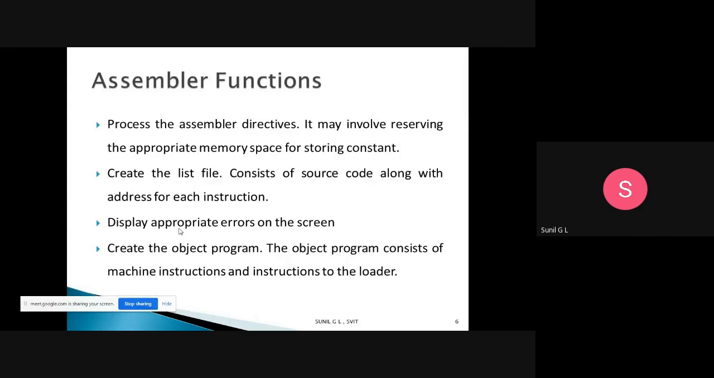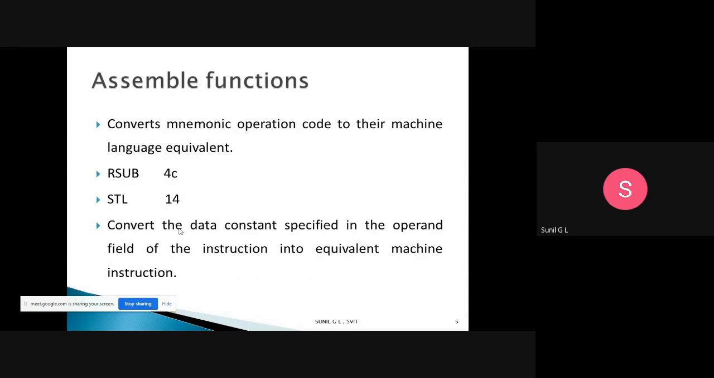Okay, so these are the functions of the assembler. In exams they will ask what the functions of the assembler are, so these are the six assembler functions you need to write. What are those? First, it will convert the mnemonic codes into machine instructions. Second, it will convert the data constants into machine instructions. Constants and mnemonics, both should be converted into machine equivalents.